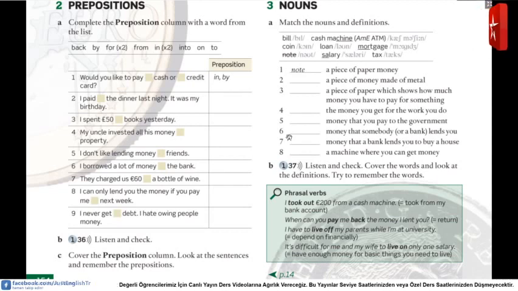Okay. Number 6, money that somebody or a bank lends you. Which one? It's not a cash machine. Ismail says it is loan. I didn't see the words. My bad. You can say instead of my bad, you can say my mistake. It was my mistake. No problem.